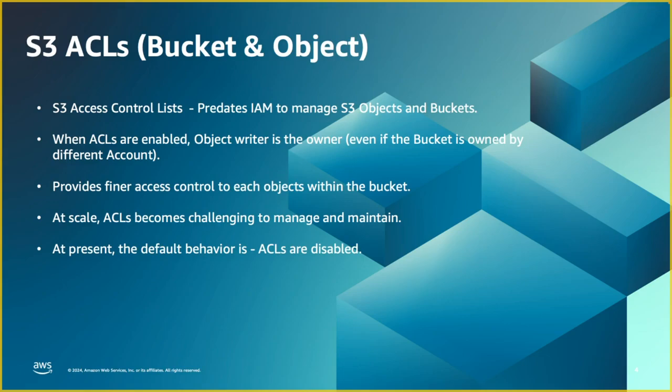But at the same time, when we look at this at scale, it becomes challenging to manage and maintain. As all enterprises use S3 as a storage layer with hundreds, thousands, and millions of objects, it becomes hard to manage, as you can imagine. So right now, the default behavior is that ACLs are disabled. And you will see the new way of managing in the next few slides.